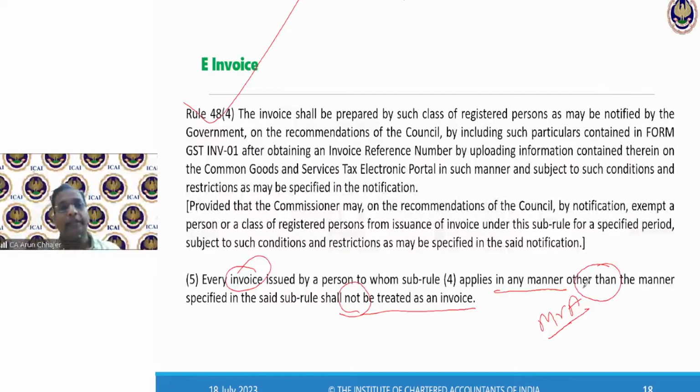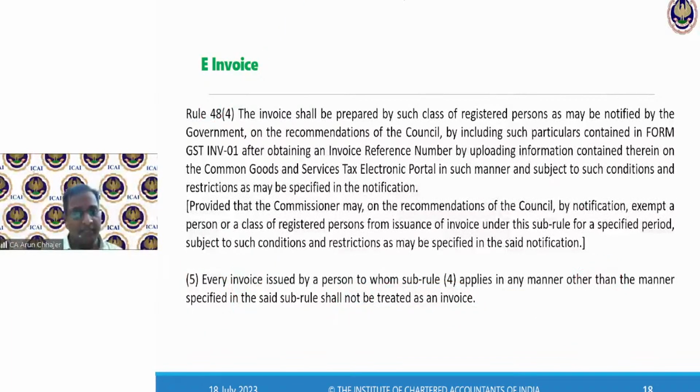Okay. Now what happened? He has not issued the e-invoice for one transaction, but he has issued the manual invoice, the accounting invoice. Rule 48(5) says that invoice will not be considered as an e-invoice at all. It will be considered that you have not issued the invoice at all. It shall not be treated as an invoice. So in other words, I can say it should be on a real time basis.